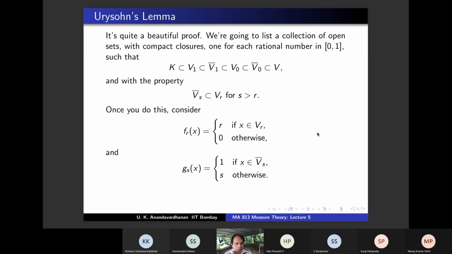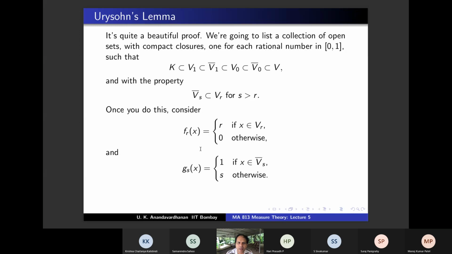See, given two numbers R and S, what are the possibilities? Given two distinct numbers R and S, either R is less than S or R is bigger than S, right? If R is less than S, how are fR and gS related? fR is R or 0, and gS is 1 or S. R and S are less than 1, right? It's an enumeration inside 0, 1. So R is less than S, R is also less than 1. So if R is less than S, then clearly fR is less than gS, right? Agree?